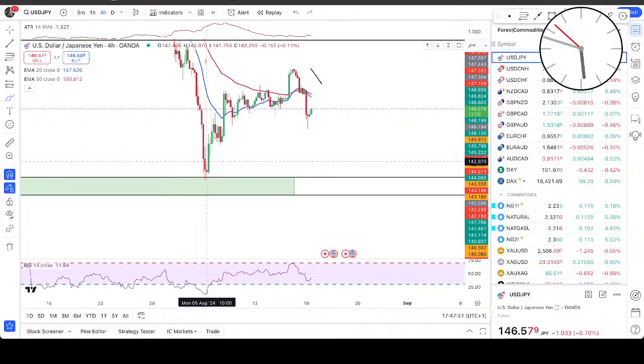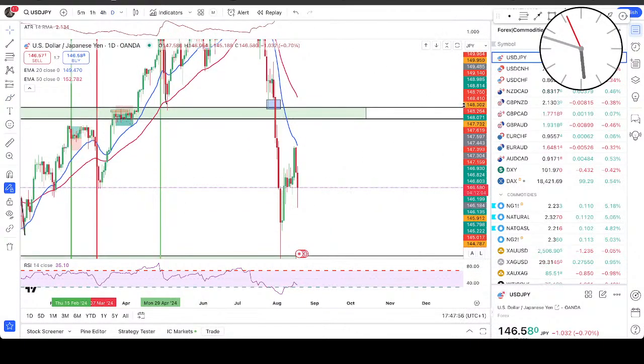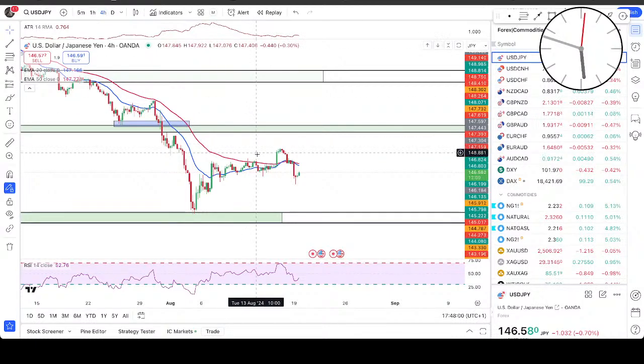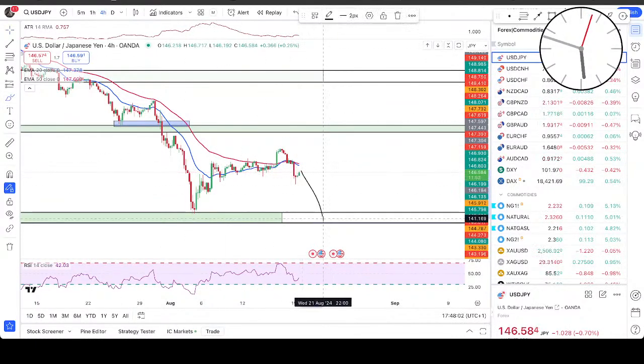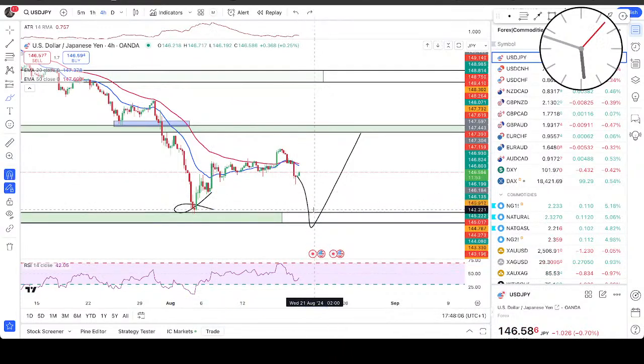Overall, in general, we are bearish. As you can see, we are below the 50 and 20 EMA on the daily and on the 4-hour time frame. So it can likely push down and price might form a possible double bottom pattern. Look at the first bottom, second bottom here.